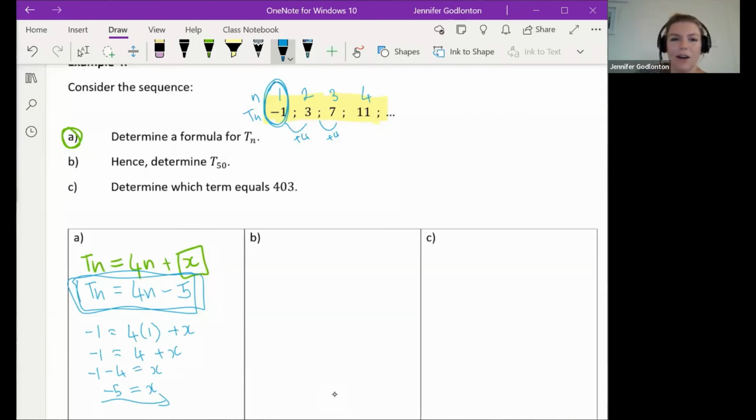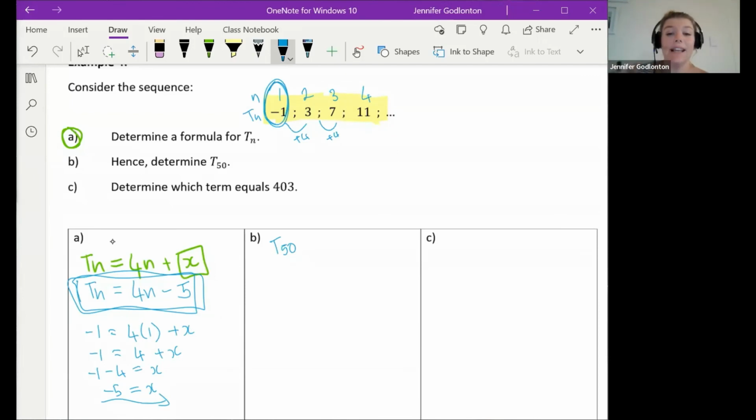Okay. Let's have a look at B, everyone. So for B, we're trying to determine T50. So if we're looking at that question, what information is that telling us? What am I able to put into my formula if it's T50? What is that 50? Is that 50 in N or is that 50 in Tn? So we're getting some different answers in the chat.